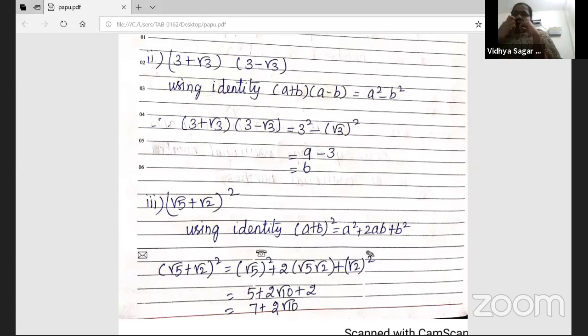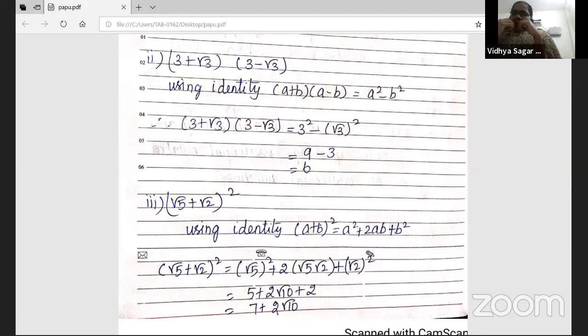Okay. So root 5 into root 5 will become 5. Plus 2 into root 5 into root 2 will become root 10. Plus root 2 the whole square will become 2. So if we add both, 5 plus 2 will become 7. 7 plus 2 root 10.